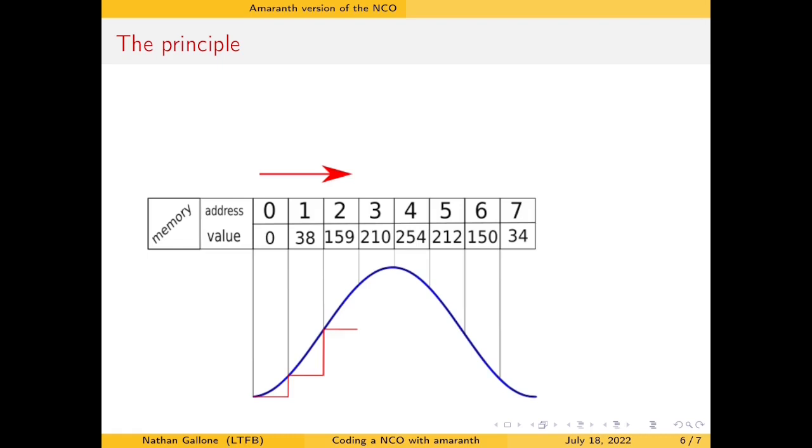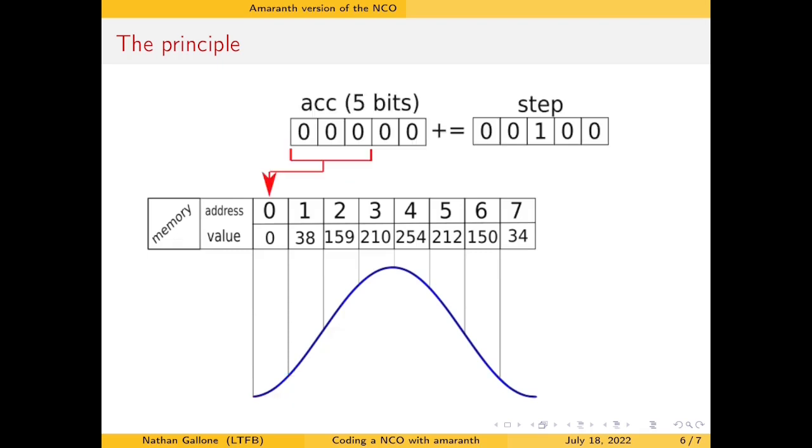So how do we choose the speed at which we are traveling through the memory? In order to travel the memory, we are using something we call a phase accumulator, which is in fact just a register that we are going to increment with a certain step. Every time you receive a clock signal on the clock input of the NCO, you are incrementing the value of the accumulator by adding the value of the step.